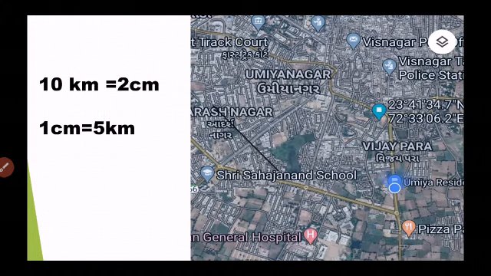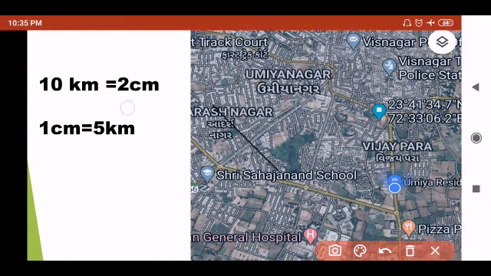Now students, you can see here, for example, one map I had shown you. For example, the distance between your school and your home is 10 km. If you show this 10 km distance by 2 cm on the map, it means 1 cm of the map will show 5 km.